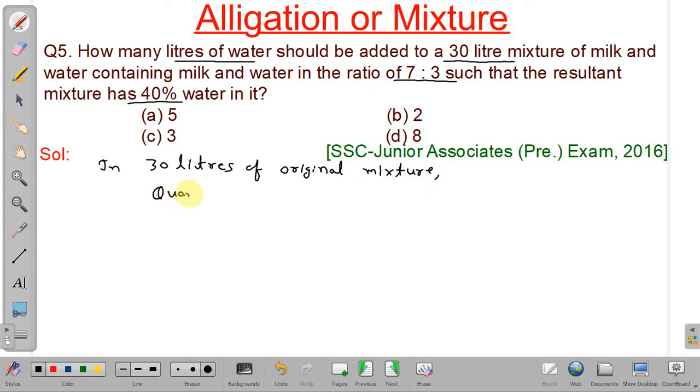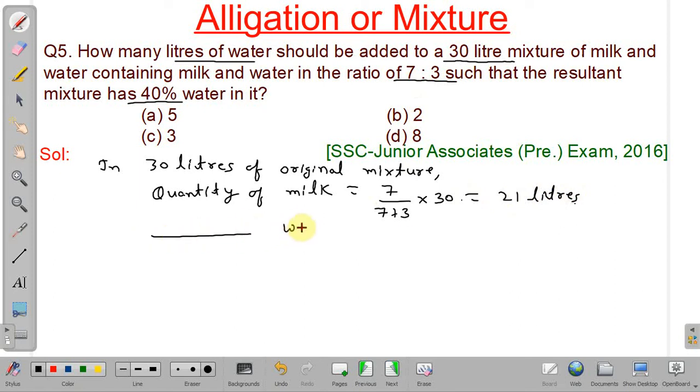quantity of milk. See, the ratio is 7:3. So out of 10 parts, 7 parts will be milk. So 7 divided by 7 plus 3, into the total quantity, which is 30 liters. So it will be 7 by 10 into 30. So it will be 21 liters. Similarly, the quantity of water we can calculate. It will be 3 parts out of 10 parts and the total quantity is 30. So it is 9 liters.